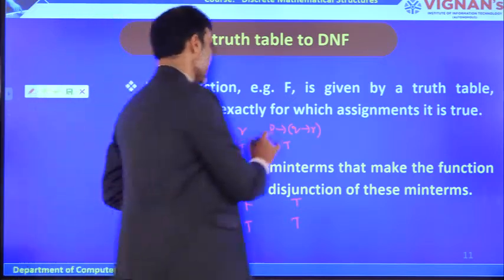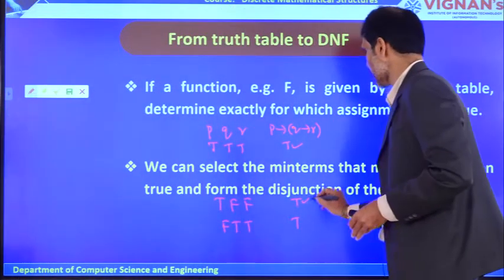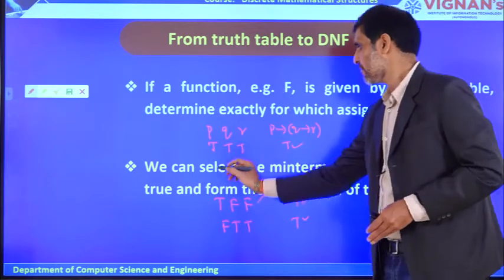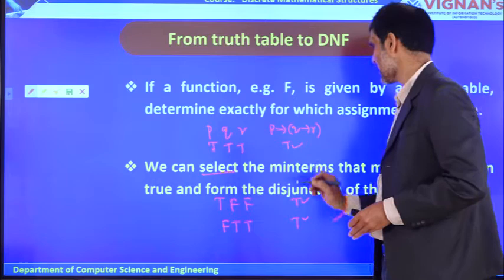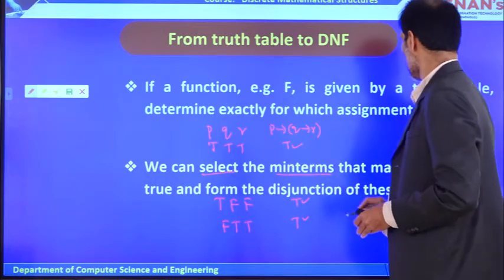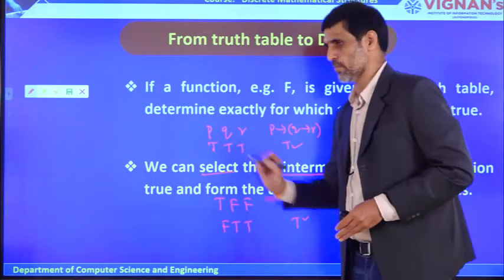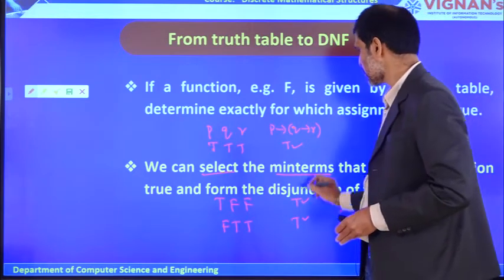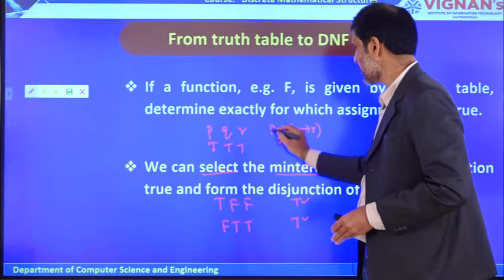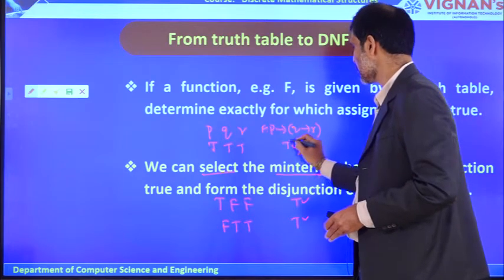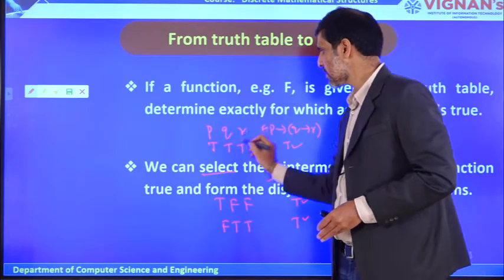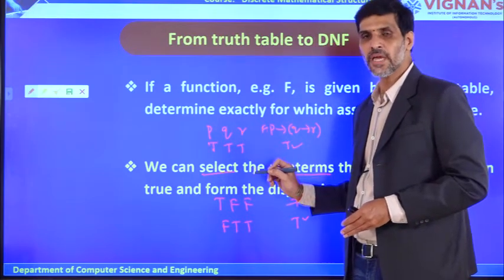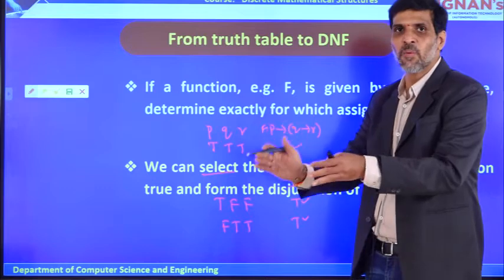Once you get the truth values, the first step is to identify for which assignments it is true. We already discussed that we can select the minterms that make the function true. So for the function f, which is true for the assignment where P is true, Q is true, R is true, you have to take those assignments in the form of minterms.